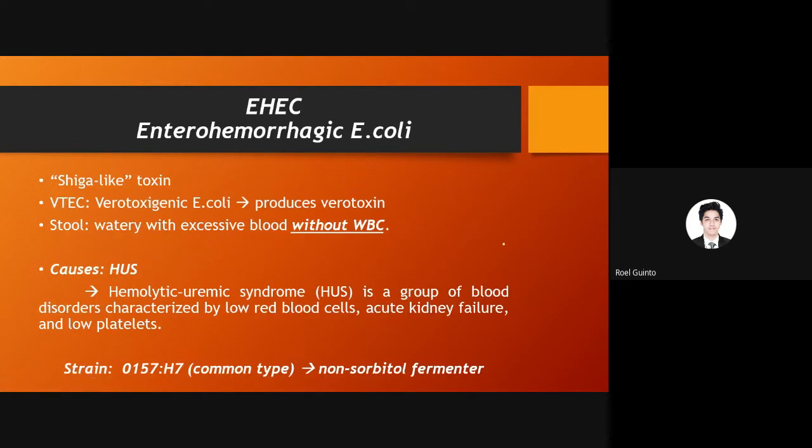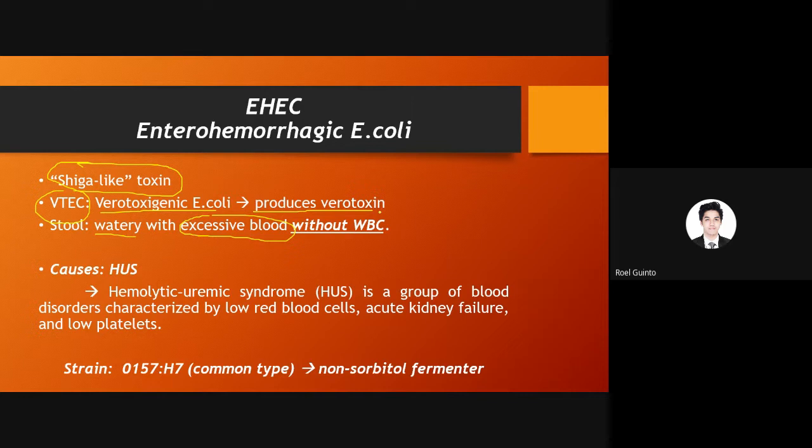Next, we have the EHEC or enterohemorrhagic E. coli. It produces Shiga-like toxin. So we have VTEC, the verotoxigenic E. coli, produces verotoxin, and the stool sample is watery with excessive blood but without WBC. Tatandaan natin, watery with excessive blood pero walang pus or WBC. And EHEC causes HUS or the hemolytic uremic syndrome.